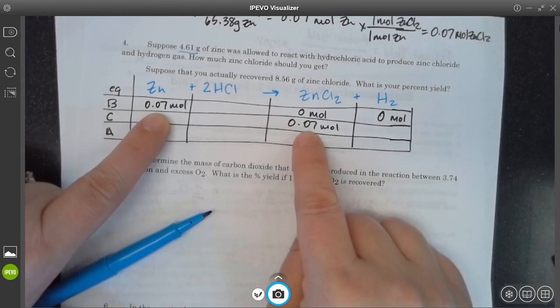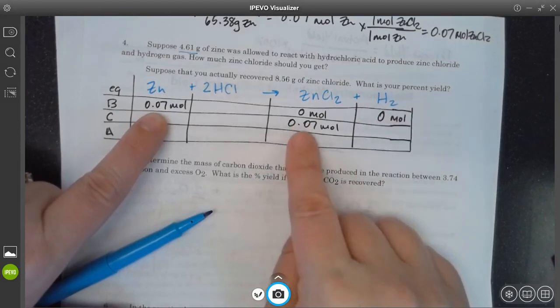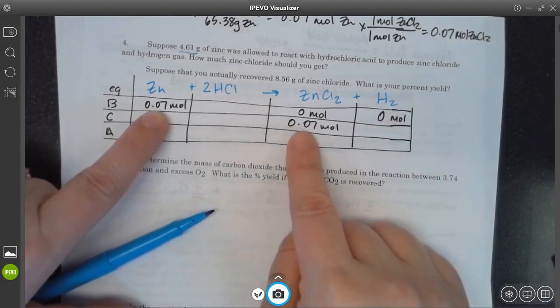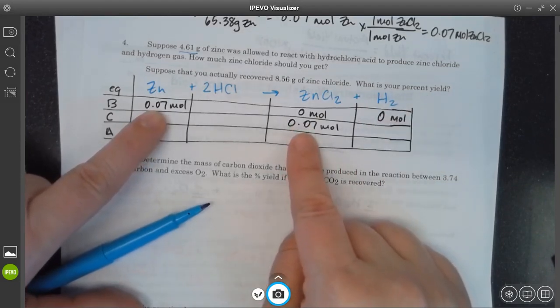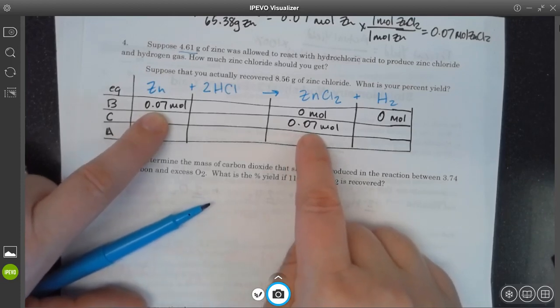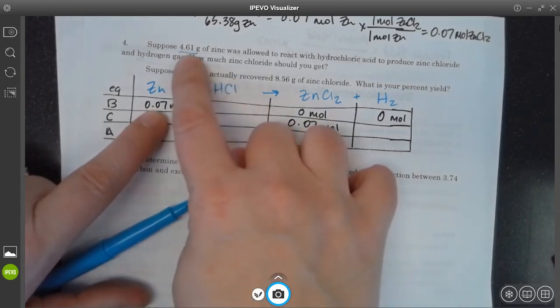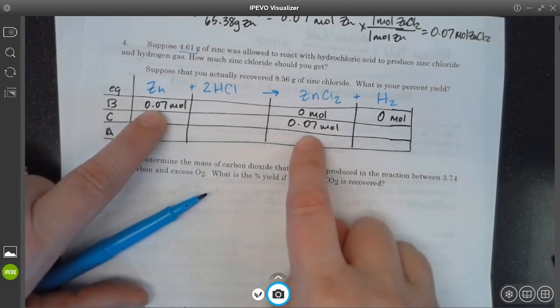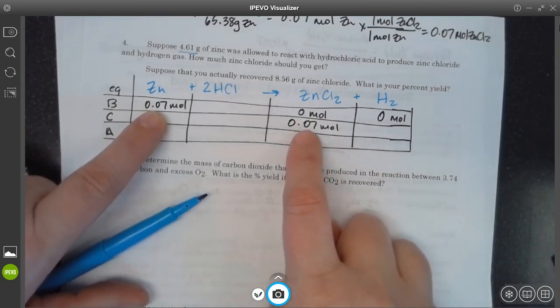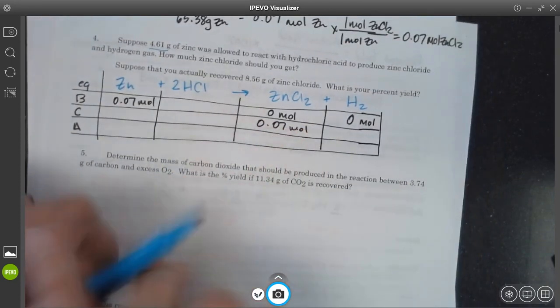But I don't understand that because if you have 0.07 moles of zinc and then 0.07 moles of zinc chloride, then there would be no chloride. What do you mean? Because this is moles and not grams. So this right here, this value is 4.61 grams, right? That's this number. So the next thing we're going to need to do is figure out how many grams this ought to be. Oh, I see what you.